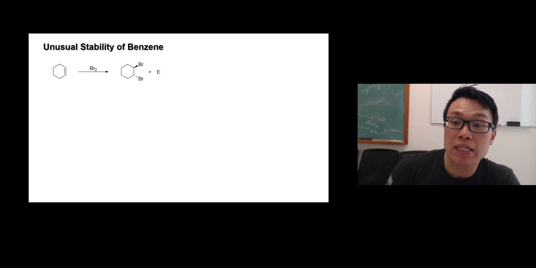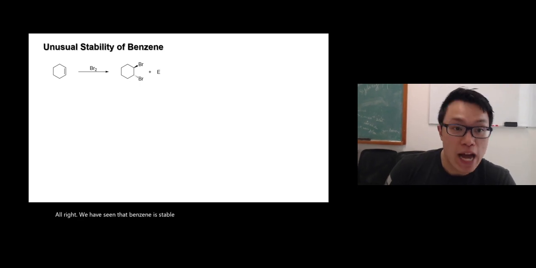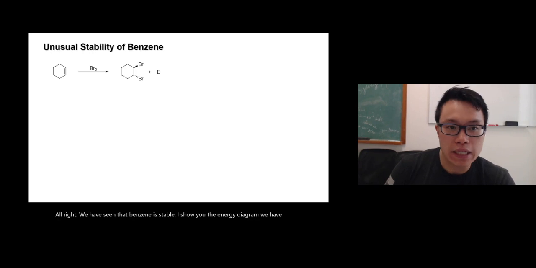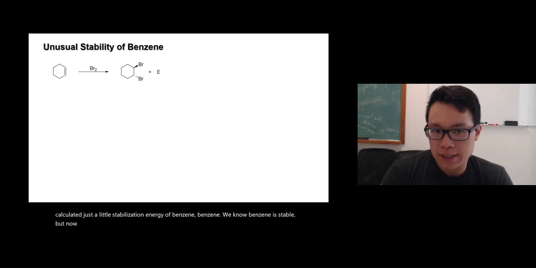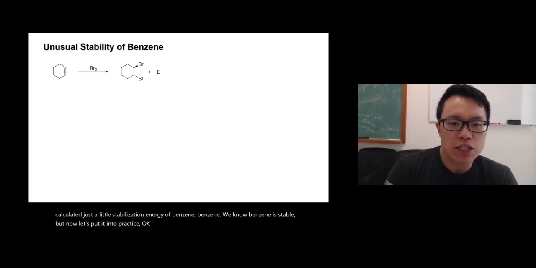All right, we have seen that benzene is stable. I showed you the energy diagram. We have calculated just a little stabilization energy of benzene. Now, we know benzene is stable, but now let's put it into practice. Okay, let's do some reactions.